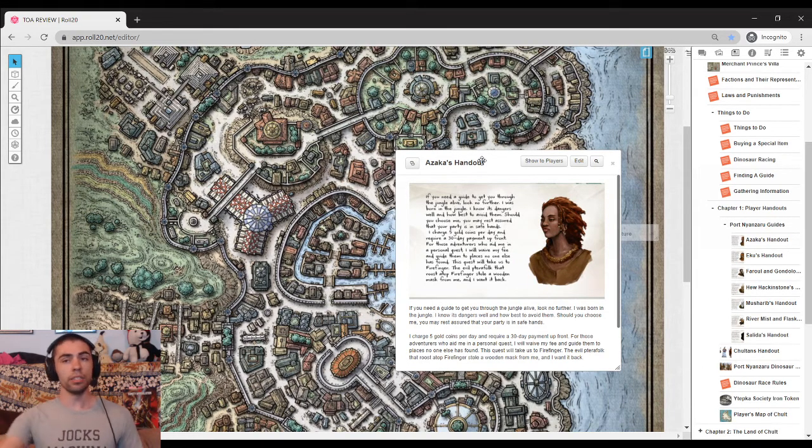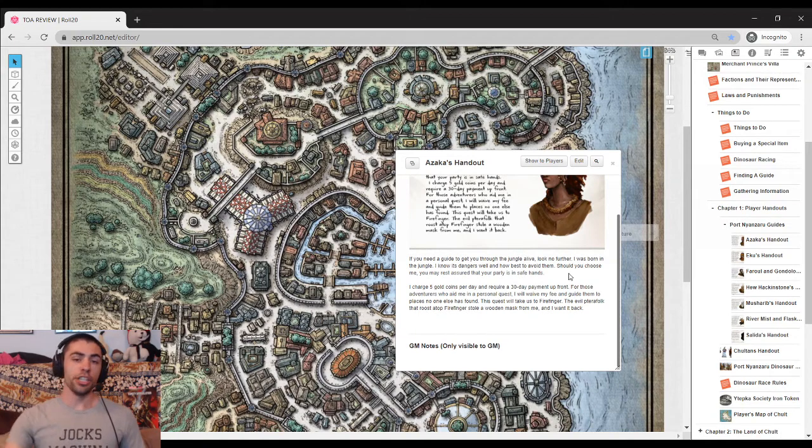We have Azaka Stormfang. She is charging 5 gold a day, which, as a friendly reminder, 1 hex equals 1 day. And that's going to add up real quick. If you're only out there for 20 days, do the math. That's a lot of gold.